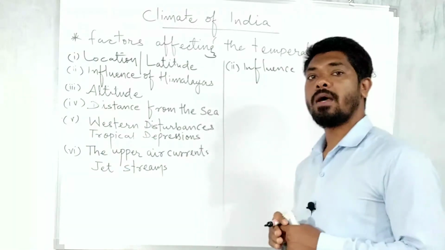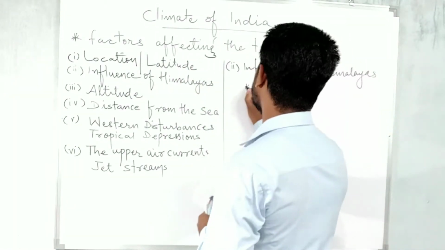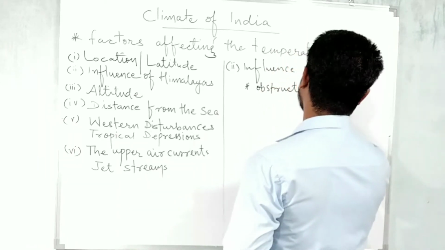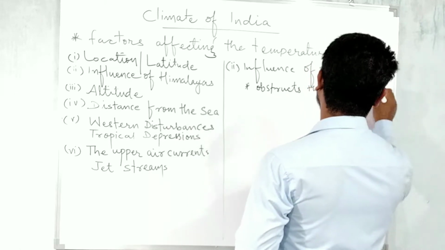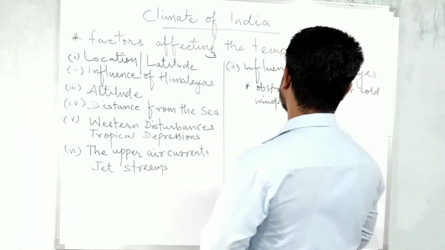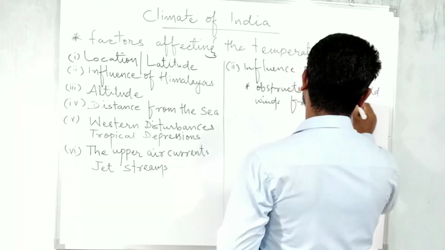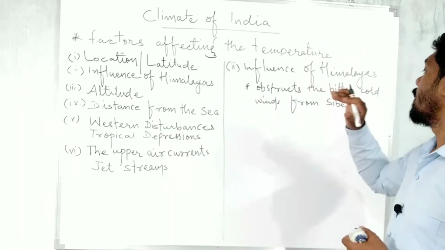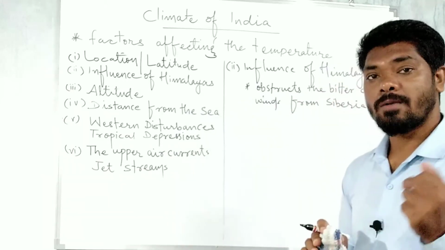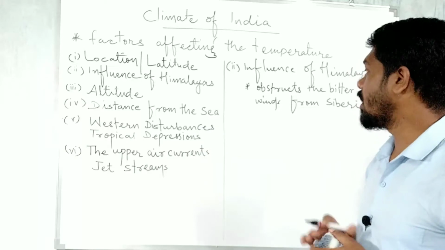Influence of Himalayas. Himalayas play two major roles in affecting the temperature of India. The first one is that it obstructs the bitter cold wind from Siberia. So the first role of Himalaya is that it blocks the cold severe wind that comes from Siberia. It does not allow the very cold wind during the winter season.